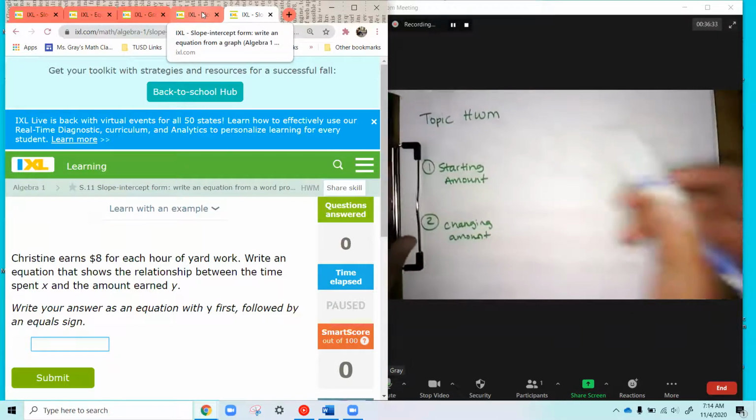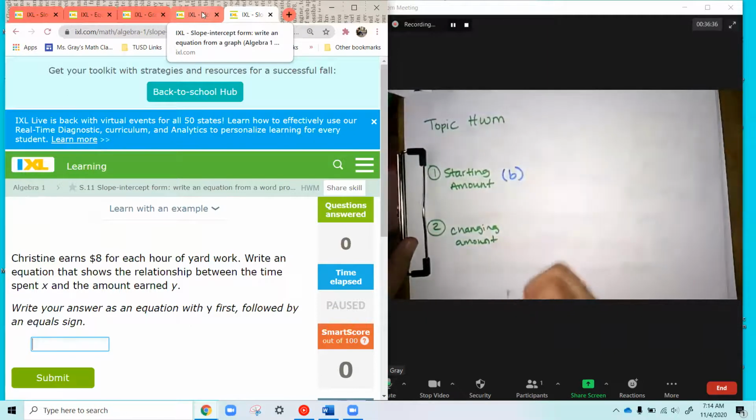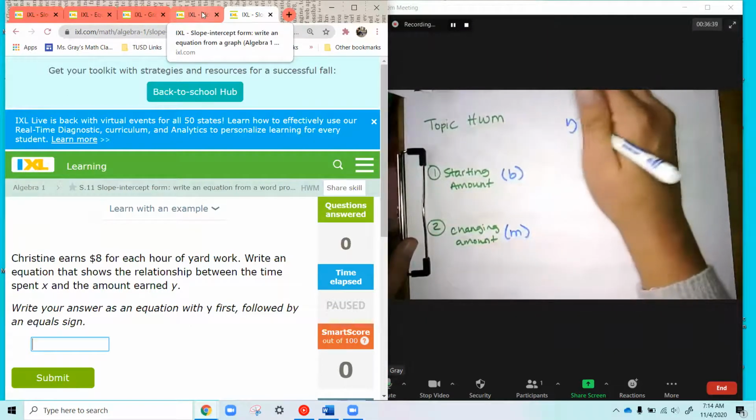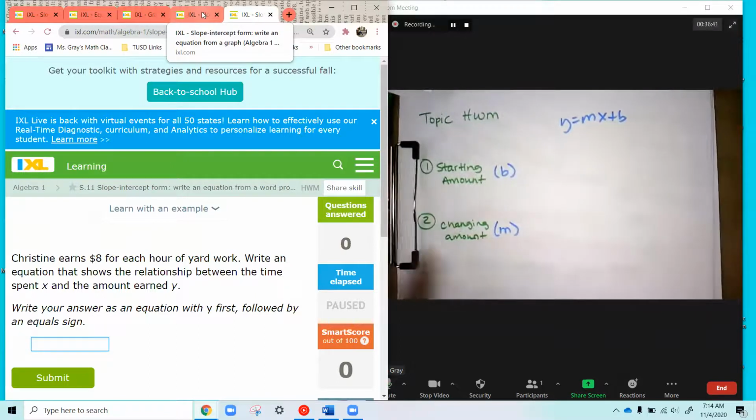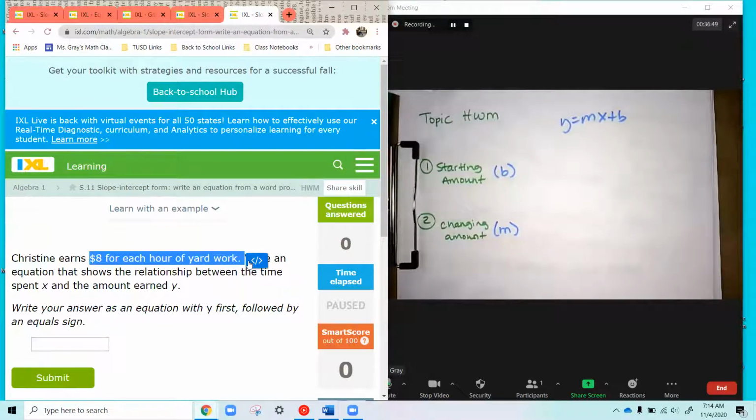Word problem part, this is where I am still thinking about that starting amount and changing amount, but now it's written out in words. So the starting amount is still that idea of B, and the changing amount is still the idea of M in the same equation. So if I'm looking at this example, Christine earns $8 for each hour of yard work. This is always going to be a rate. So it's going to have words like per or each or every, where it's saying it's this much per day or this much each day or this much every day. So it's like an amount per, so it changes. If Christine works 1 hour, she only makes $8. But if she works 10 hours, she's going to make $80. So this is a changing amount.